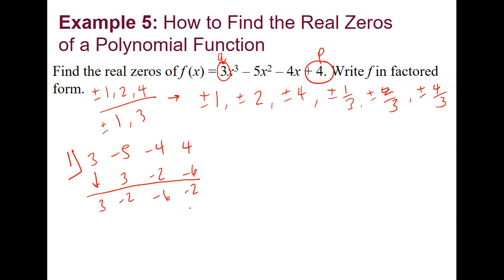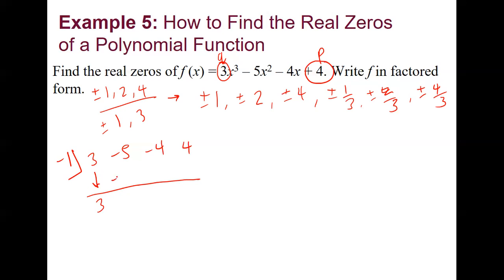Is this a 0? No. So what does that tell me about 1? It is not a factor. Does that make sense? So then what else should we try? Said -1. All right. We'll try -1. So we're going to bring down 3.